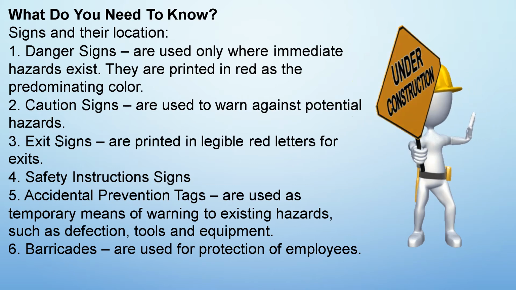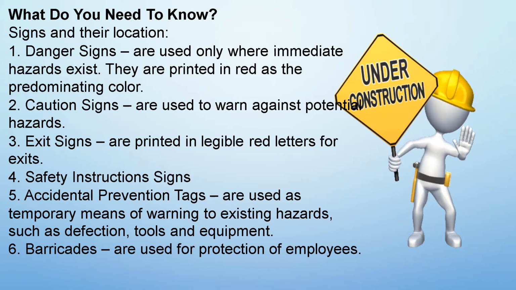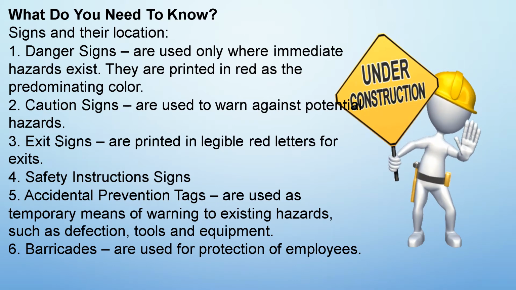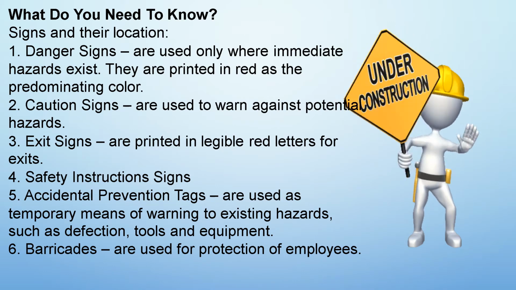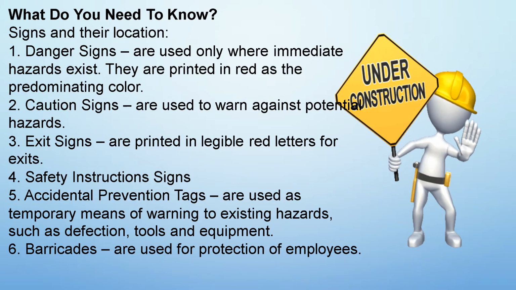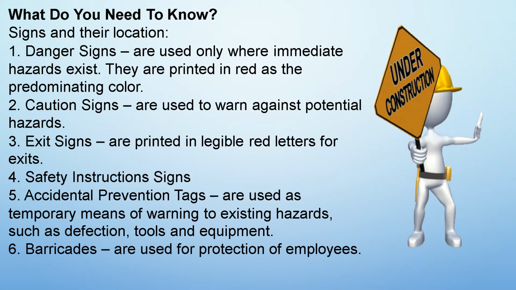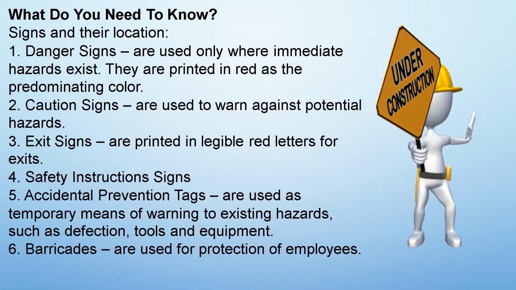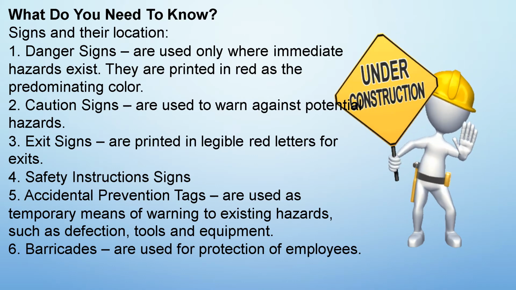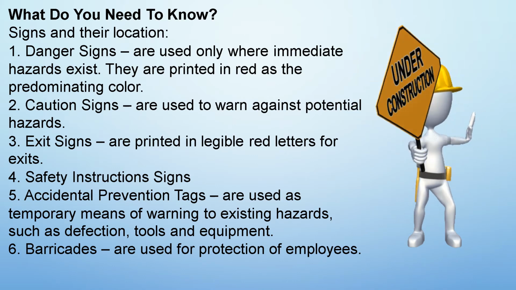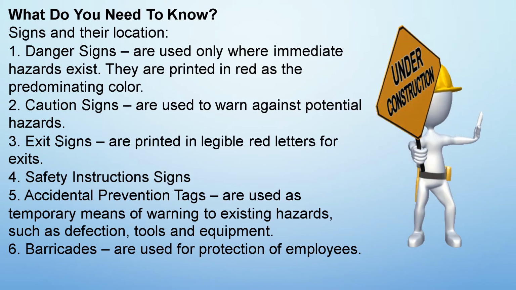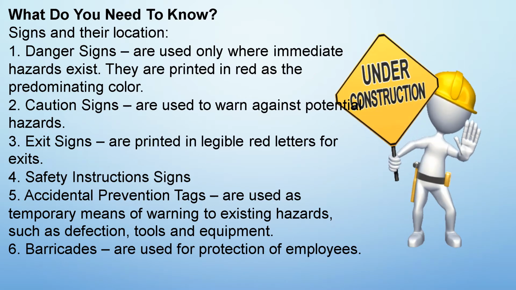Okay, what do you need to know? Signs and their location. So there are various types of signs and their location. First, you have the danger sign. Danger signs are used only where immediate hazard exists. They are printed in red as the predominating color. So danger sign is used only where immediate hazard exists.